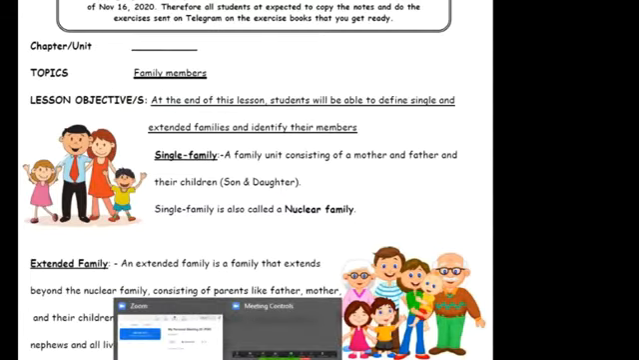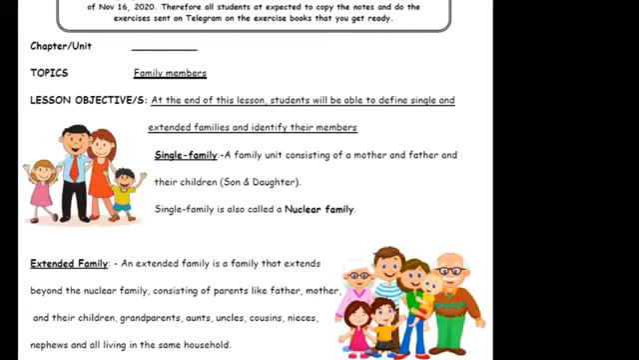Good. Family members are also divided into two. The second one is extended family members, also called complex family or joint family. An extended family is a family that extends beyond the nuclear family, consisting of parents like father, mother, and their children, and their grandparents, aunts, uncles, cousins, niece and nephew, all living in the same household.